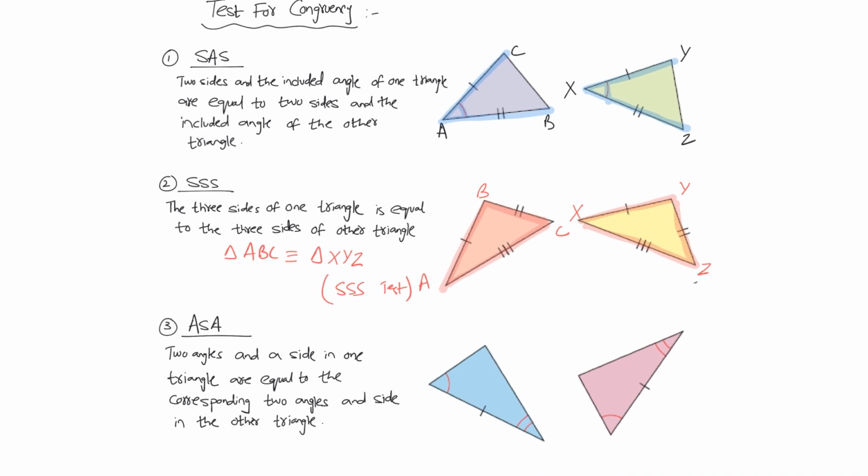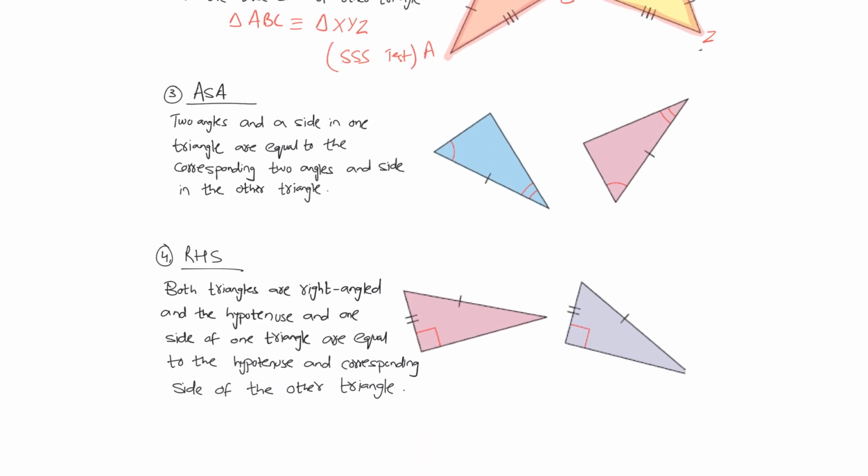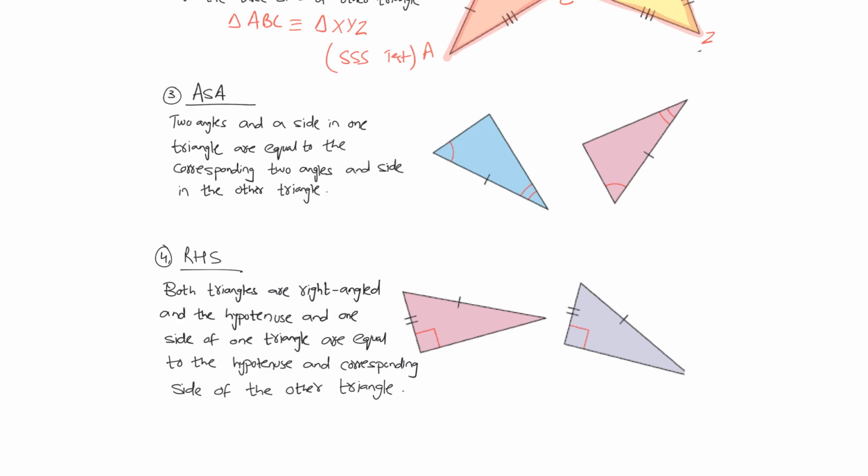Moving on to the next concept, that is angle side angle. Now let's say you have been given two angles and a side of one triangle equal to two angles and a side of the other triangle, then as per ASA, which means angle side angle, the two triangles are going to be congruent.